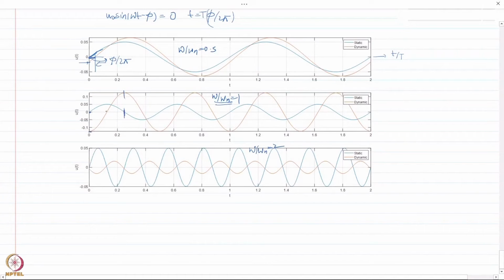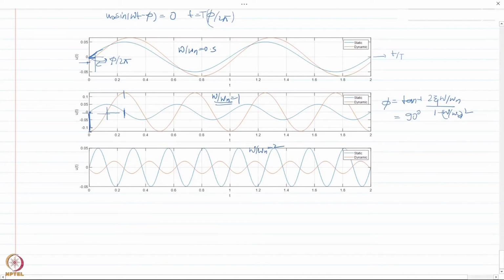So here these responses are lagging by basically 90 degrees. Whatever the response, remember, my phi was nothing but tan inverse of 2 zeta omega by omega n over 1 minus (omega by omega n) square. So when omega by omega n is equal to 1, this is actually 90 degrees. So here the phase difference corresponds to a phase angle of 90 degrees.